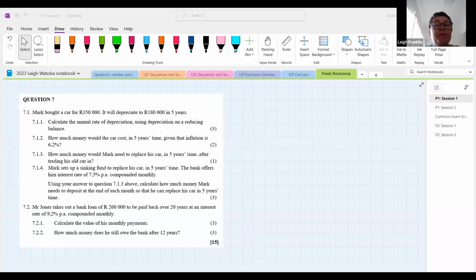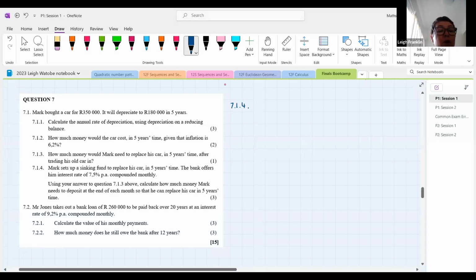Okay, so 7.1.4. The question about the sinking fund. In 7.1.4, Mark sets up a sinking fund to replace his car in 5 years' time. The bank offers him an interest rate of 7.5% per annum compounded monthly. And then it says, using your answer to question 7.1.3 above, calculate how much money Mark needs to deposit at the end of each month so that he can replace the car in 5 years' time. Not a problem.